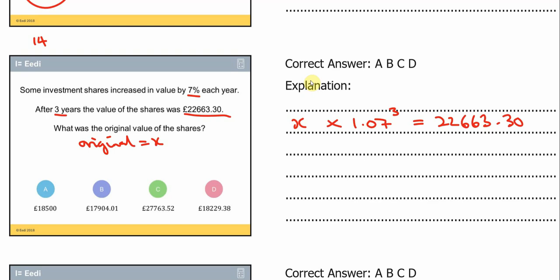If this was something like, so imagine if we had 2x equals to 4. To solve it, you would divide both sides by 2, wouldn't you?